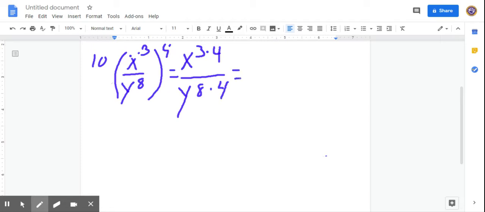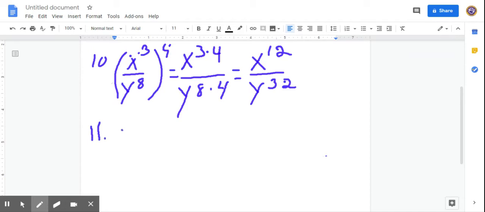That's going to be x to the 12th over y to the 32nd power. There isn't anything you can do to reduce that or simplify that because you have unlike bases. They're not the same. So there's nothing you can do. That's the answer.